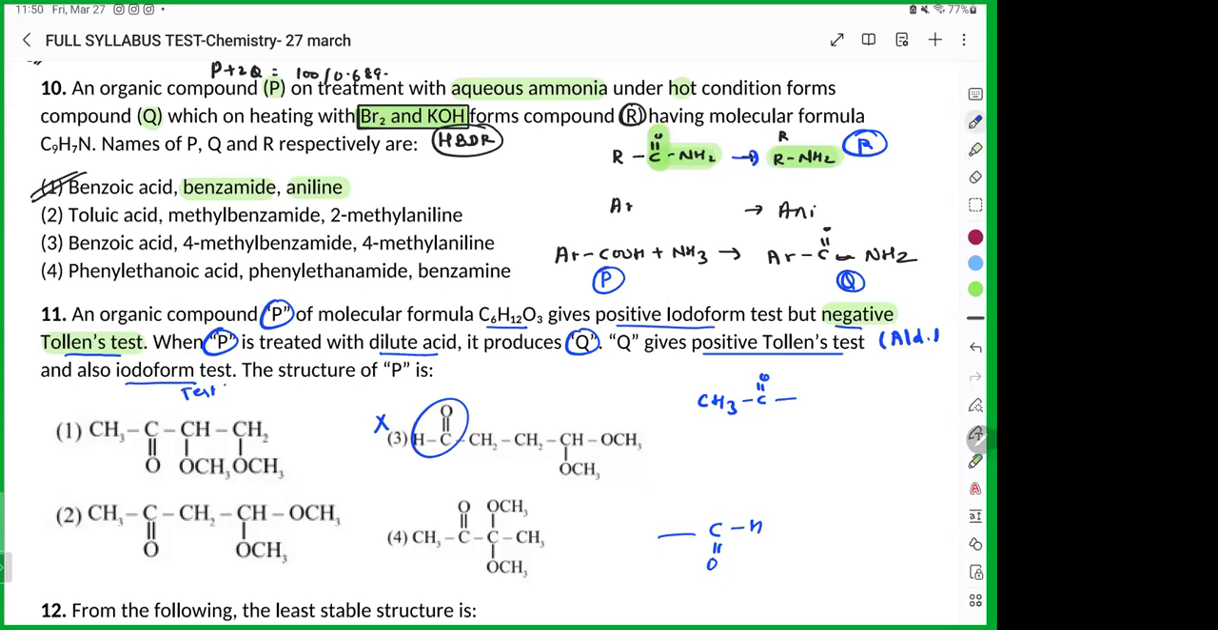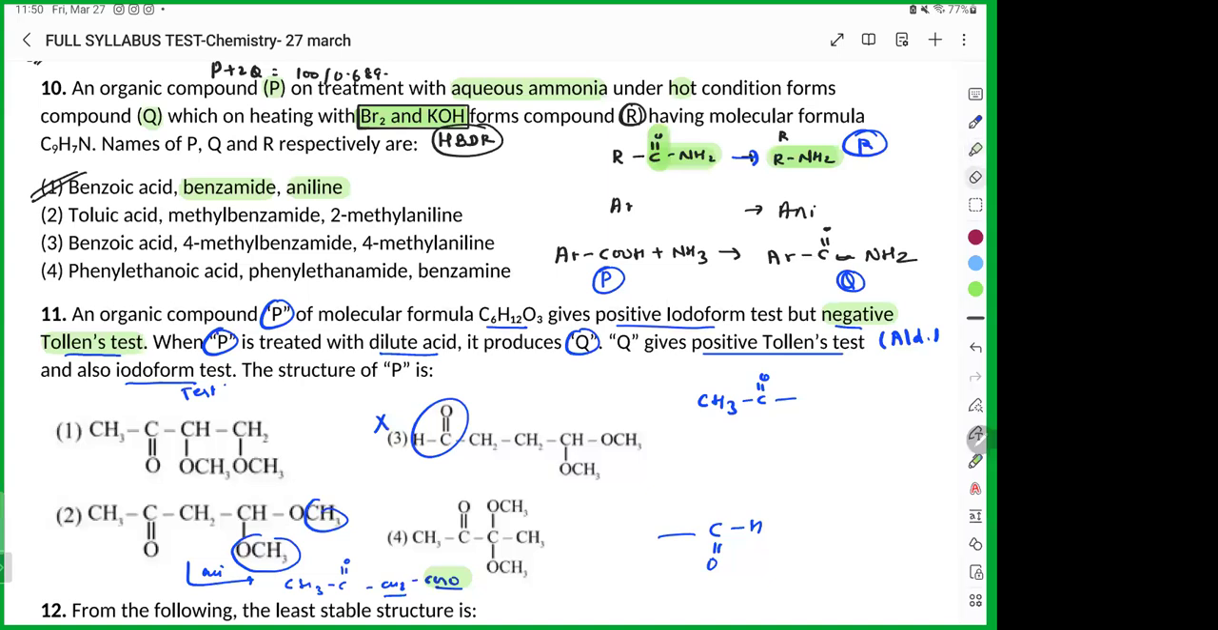So in this case, if you add acid, what will happen? This will be removed, this will be removed, and it will become CH3, C double bond O, CH2, CHO. Only this can form. Done. Any doubt? Only on the same carbon can it be produced.